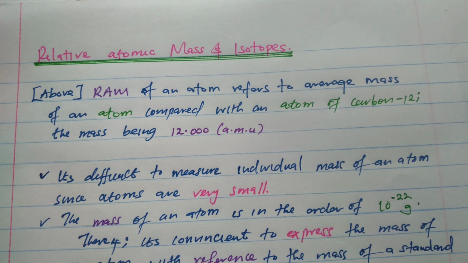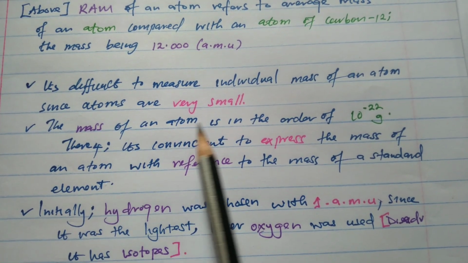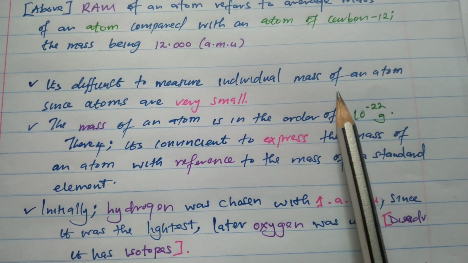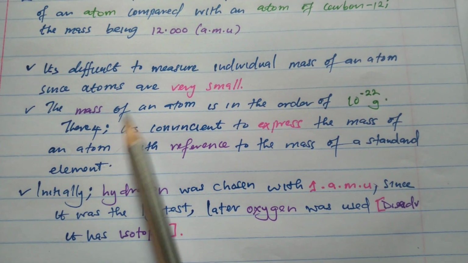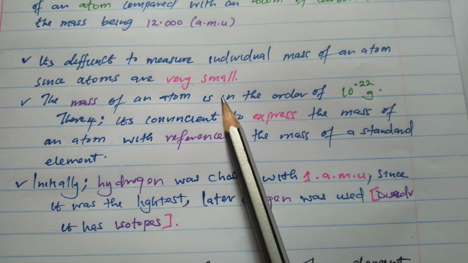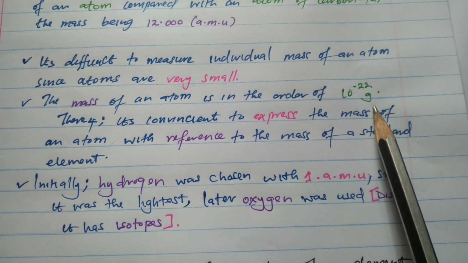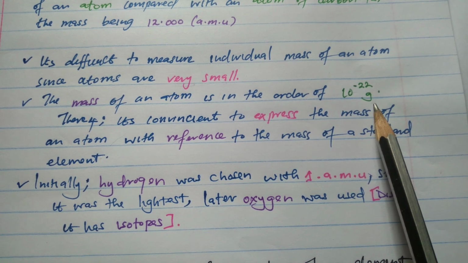So relative atomic mass, or RAM in short, of an atom is usually referred to as the average mass of an atom compared with that of an atom of carbon-12, the mass being 12 AMU, atomic mass unit. It's difficult to measure the individual mass of an atom since atoms are very small. The mass of an atom is in the order of 10 raised to negative 22 grams. That's a very, very small or negligible mass to be measured.